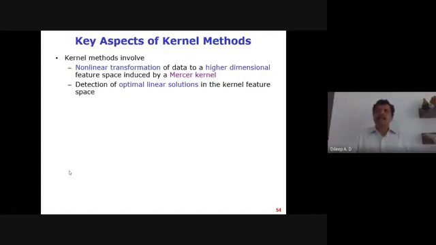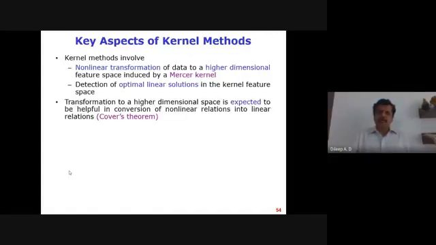Basically what we try to do here is based on another theorem, what is called Cover's theorem. What it says is that when we transform from the lower dimensional space to the higher dimensional space, which is induced by Mercer's theorem, in that higher dimensional space the data is expected to be more linearly separable.